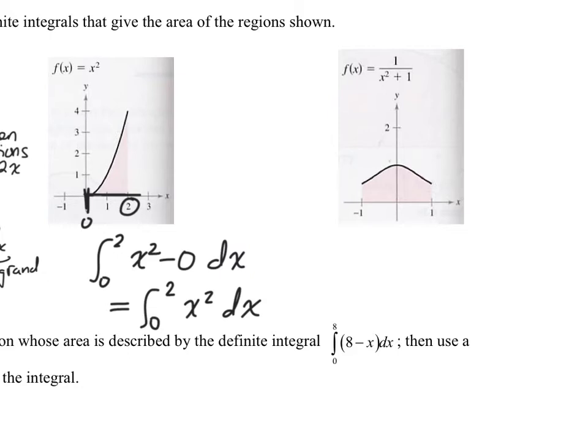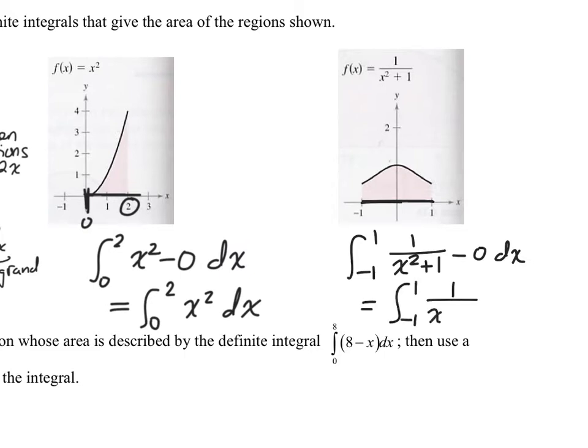Now the last one here, same idea, is bounded between a function and the axis. So we're looking at, on the interval of -1 to 1, 1 over x squared plus 1 minus 0 dx, or everything except for the minus 0.